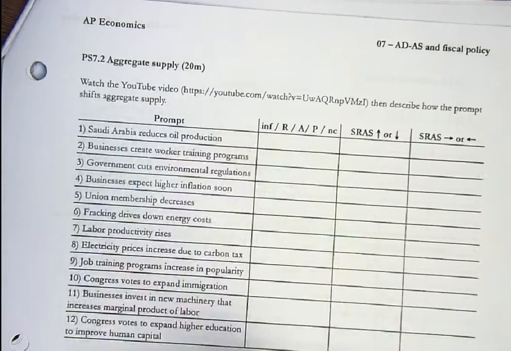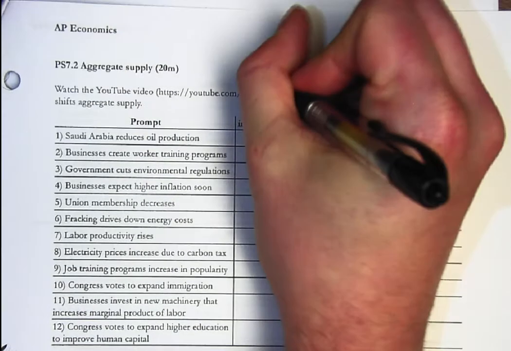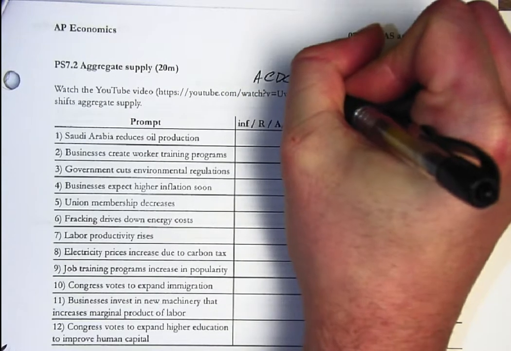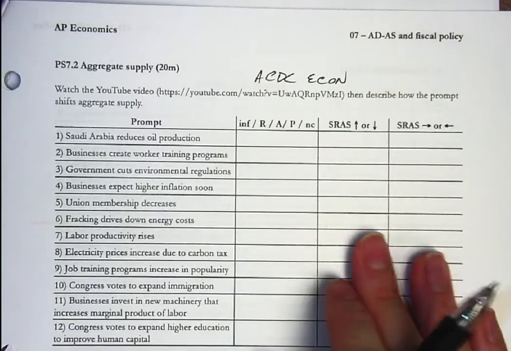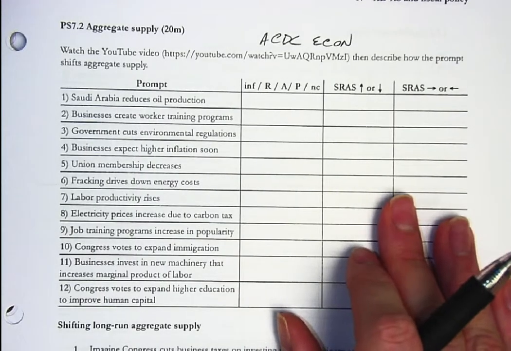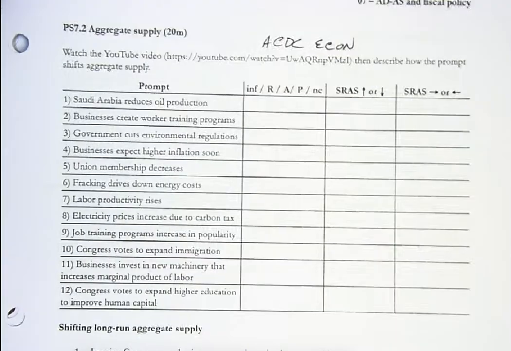Practice problems, we're going to take a look at aggregate supply. And once again, I would say check out the AC/DC Econ video here. It's really pretty helpful for giving you a quick summary. Now, we're going to do some of these quick prompts and see how it affects aggregate supply, or if there's no change to it. Let's see.